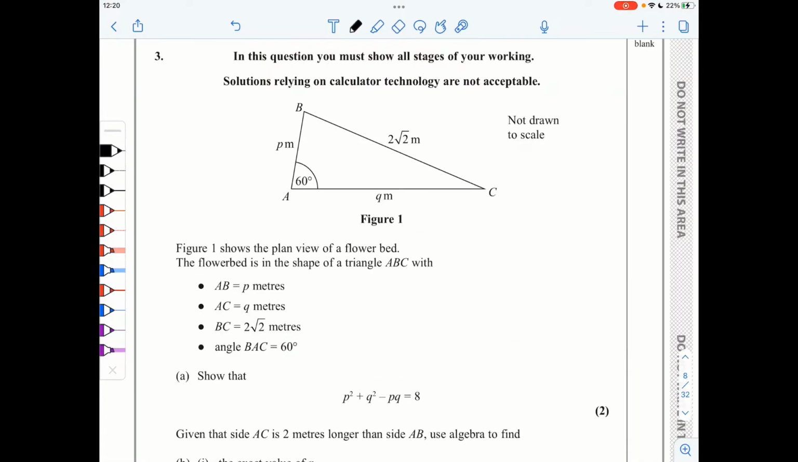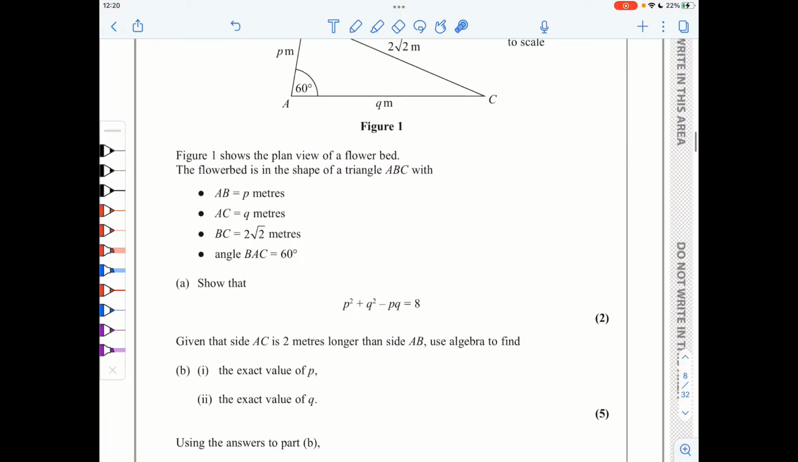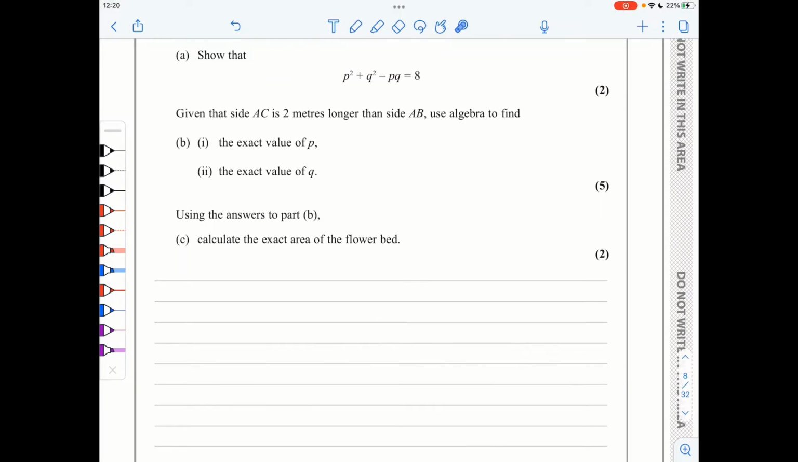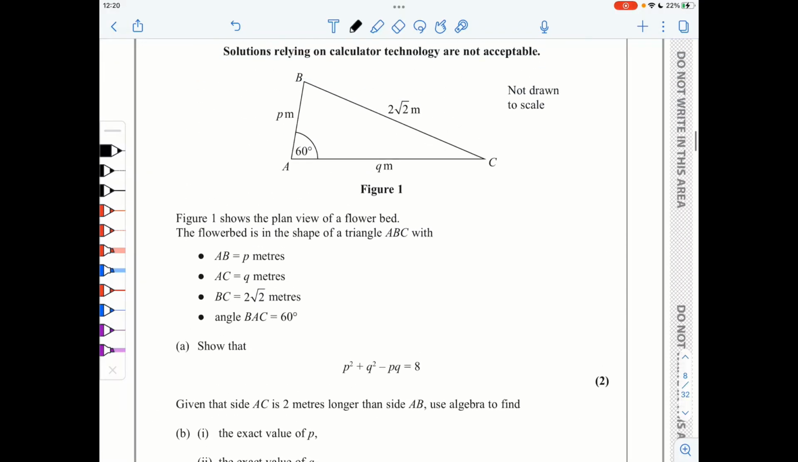In question 3, we're being given a triangle ABC with the given information here, the sides p, q and 2 root 2, and the angle here 60. And we are being asked to show that p squared plus q squared minus pq is 8. It actually makes sense here to use the cosine rule. So I've got the lengths of the 3 sides, and I've got one angle. So I start from the side which is opposite the angle of interest.